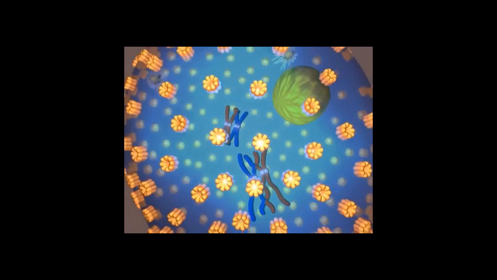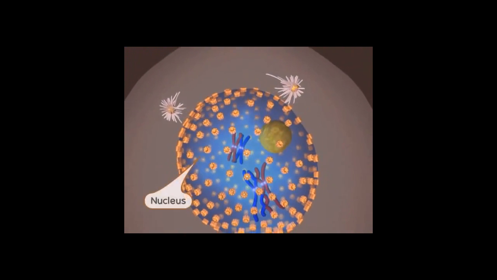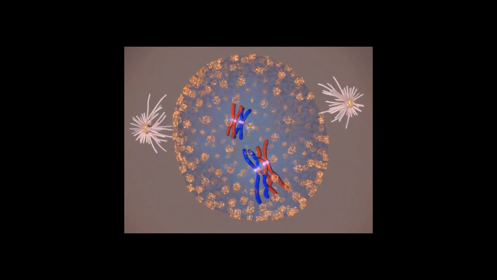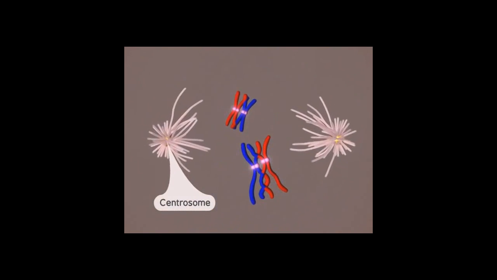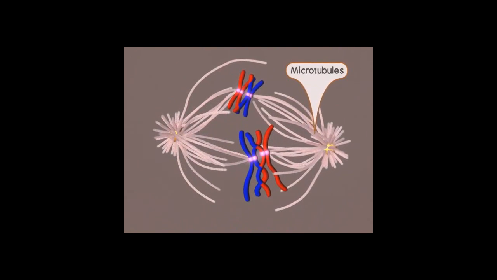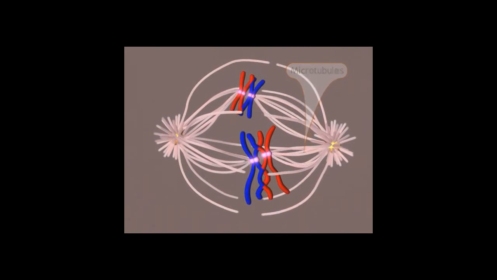There are several more key steps in Prophase I. The nuclear membrane begins to break down. Then, the two centrosomes migrate to opposite ends of the cell and microtubules appear. The microtubules then attach to the chromosomes.